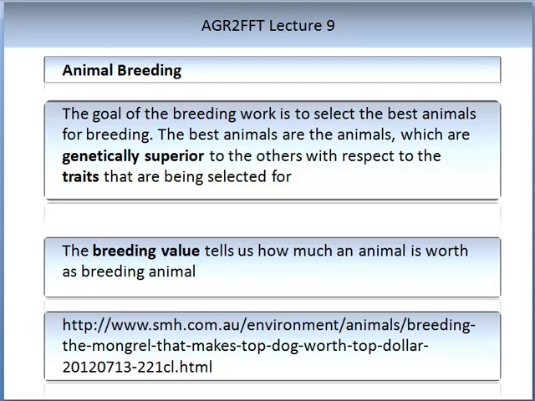There is a term called breeding value which is used extensively in animal breeding. This term relates to how much an animal is worth as a breeding animal. It is a very good guide when you are looking at determining what parent you should use in a cross.